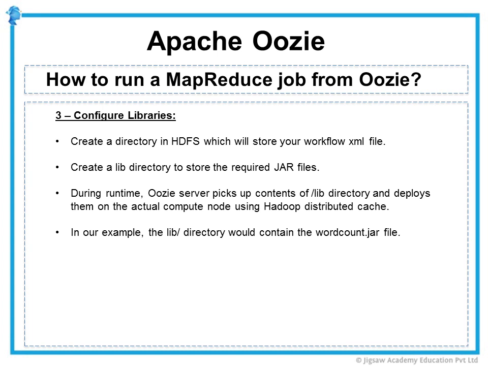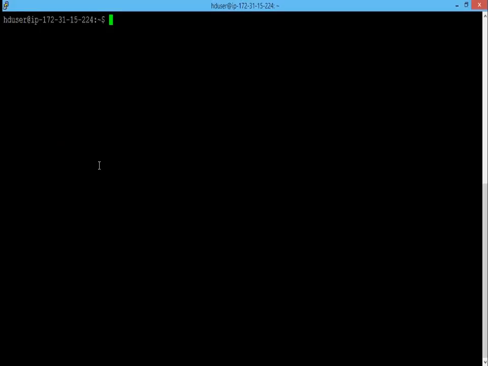Okay. Now let us see whatever we have explained in action. So what I'm going to do is run this particular Oozie workflow on our AWS Hadoop cluster. So I have already connected to the AWS cluster name node using PuTTY. First, we'll need to create the workflow XML file. I've already set this up, and I'm just going to show you how I have done it.